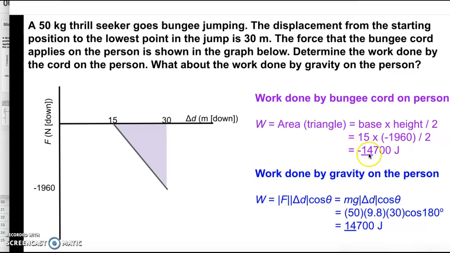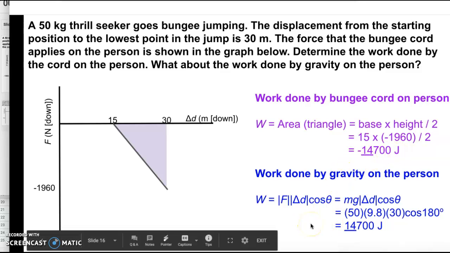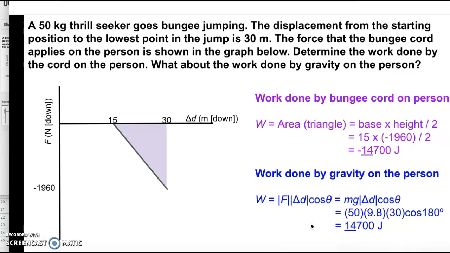And you may notice that's the same number we got for the work done by the bungee cord. One of them's negative, one of them's positive. And you may be wondering, is that always going to happen? And the answer is no, definitely not. It will happen in very special situations. This is one of the special situations, but we will talk about that in a future lesson. Okay, we're actually not even close to talking about that yet, so just got to be patient with that.